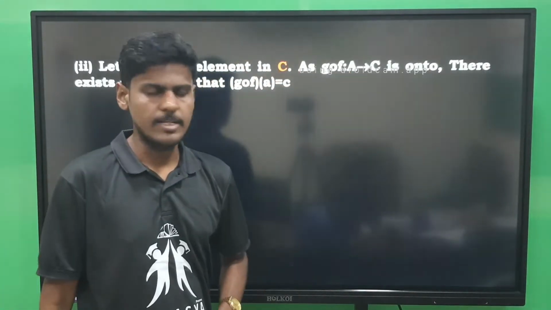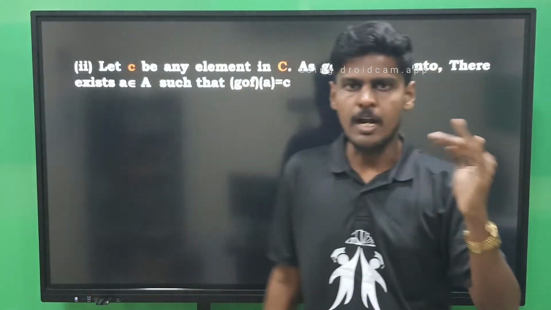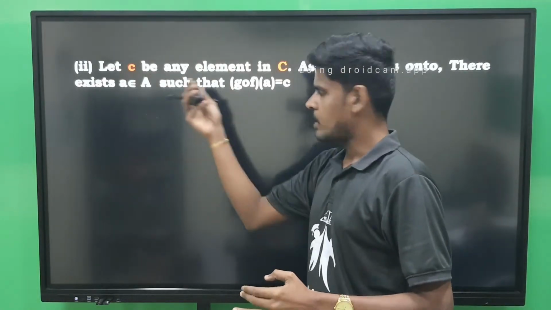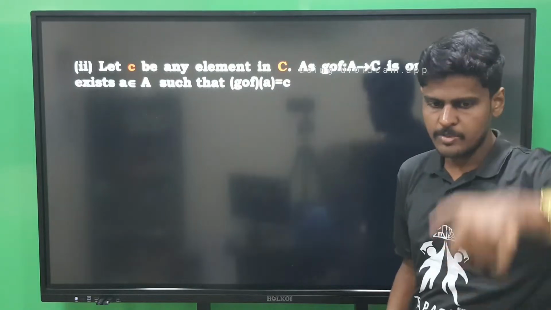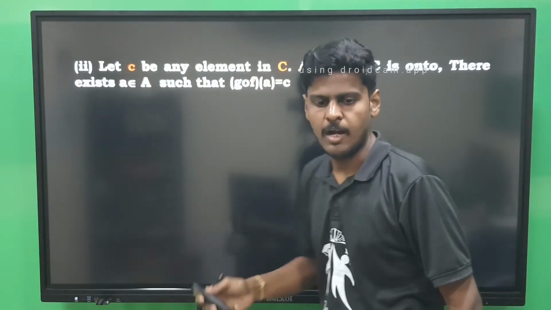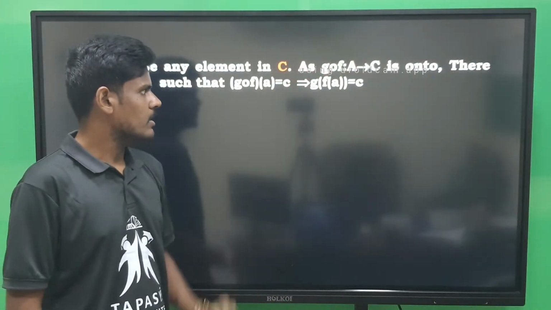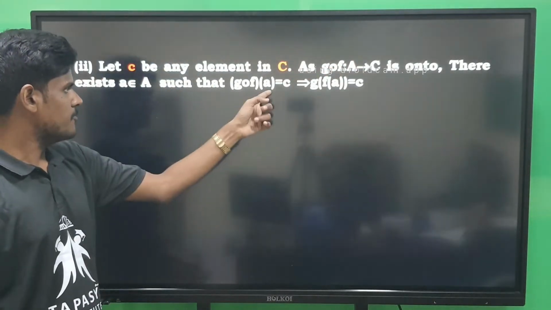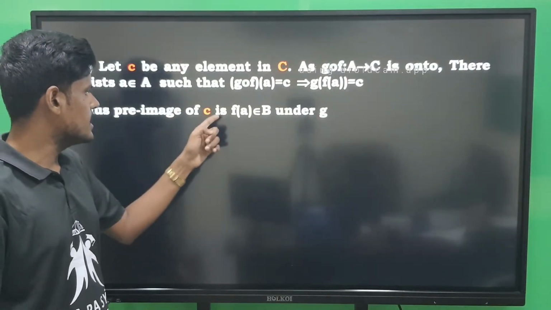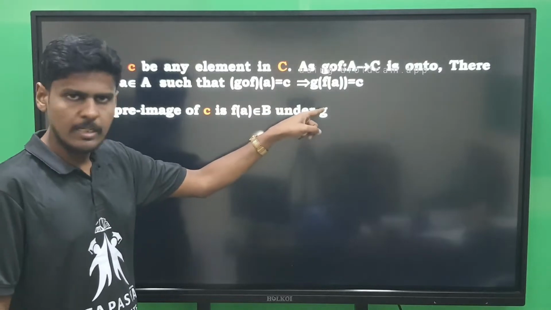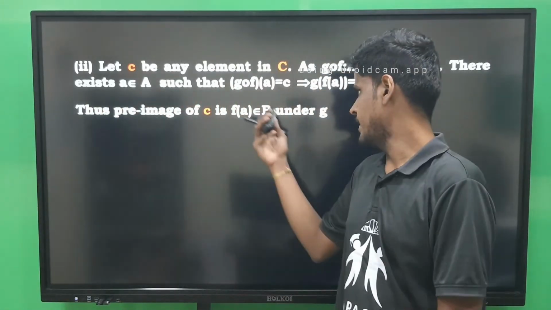As g of f is a function from set A to set C and is onto, that is given. g of f is an onto function. We need to see what the codomain of this g is. So its output is C. So we need to see if g is also onto or not. g of f of a is c. That means the pre-image of c is f of a. This is under g. Under function g, what is the input? That is f of a.